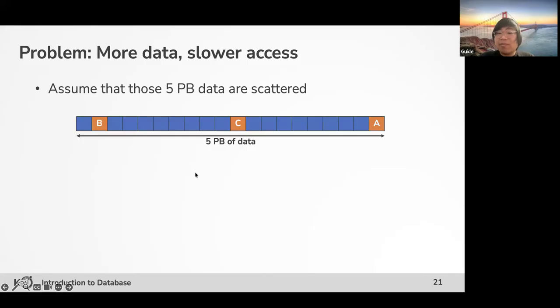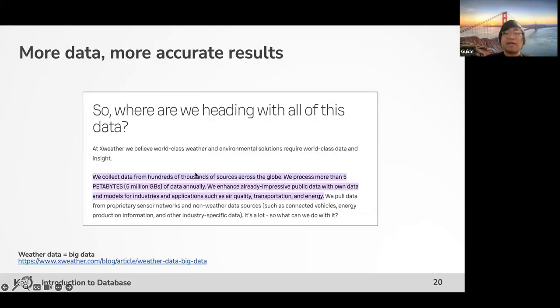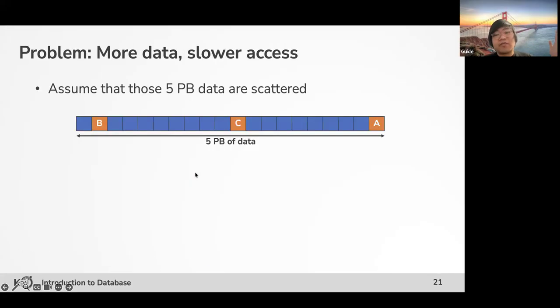These are the same things. The more data you have, the more difficult it is to find the data of interest, right? Let's say you have 5 petabytes of data. This is from the previous slide, where they said that when they do the weather forecast task, they need to collect 5 petabytes annually, which is a lot, right? Let's say they keep 5 petabytes in one place. Data are scattered around. Let's say you want to forecast the weather tomorrow.